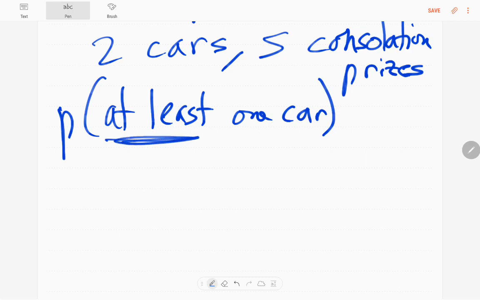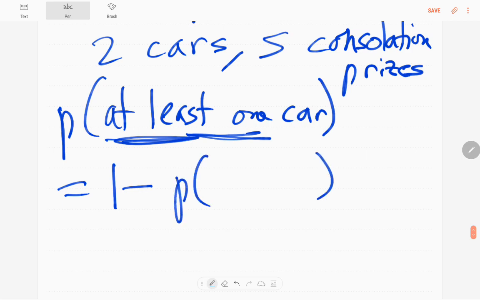And anytime you hear that phrase, at least 1, it's usually better to find the probability of the complement. And what is the complement of at least 1? None.